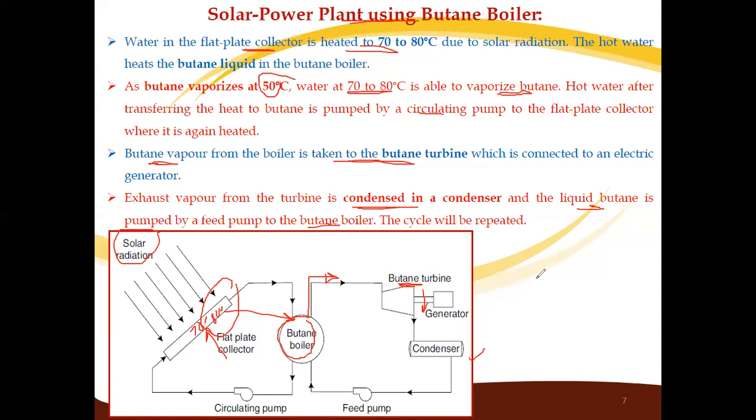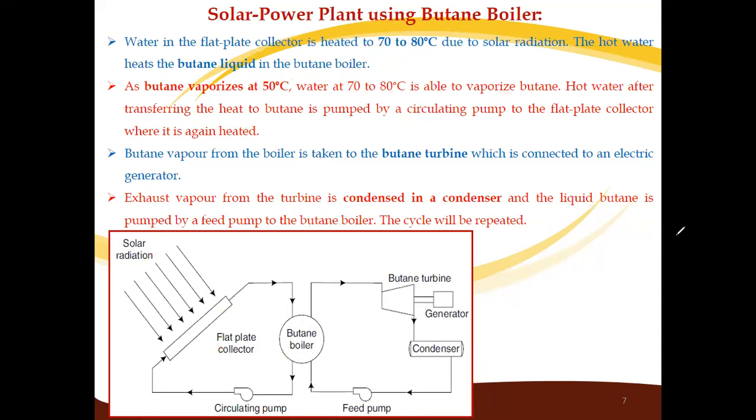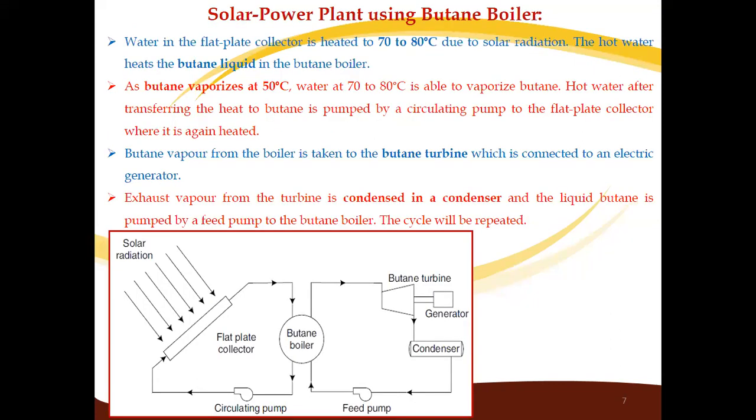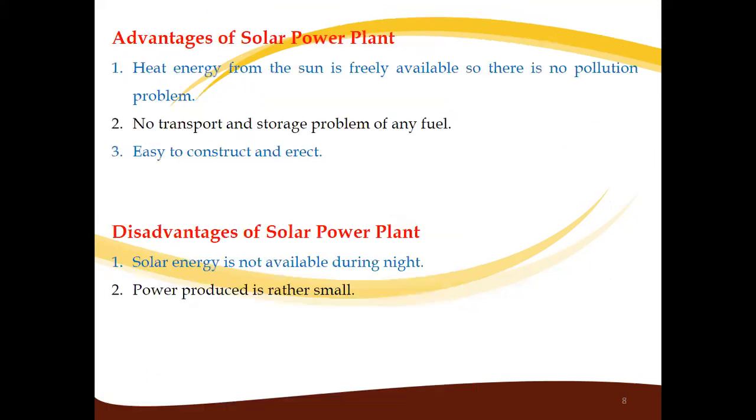So this is the first method to convert solar energy into electricity. Now there is another method where we can convert. Now we'll see what are the advantages and disadvantages of this solar power plant using a butane boiler.